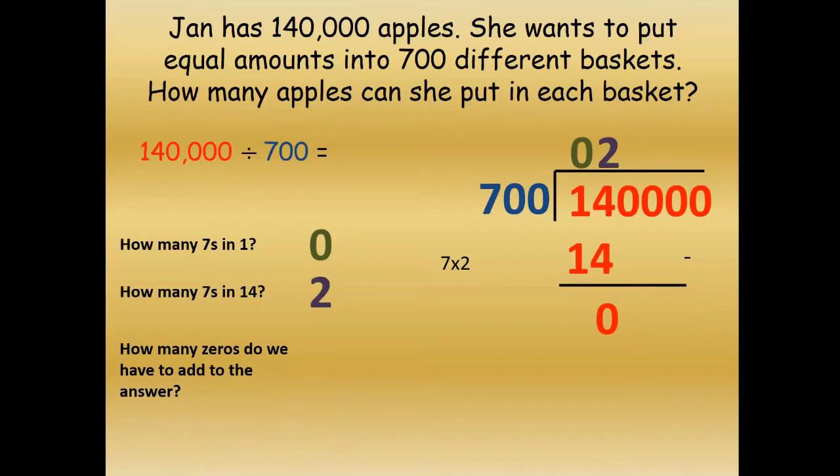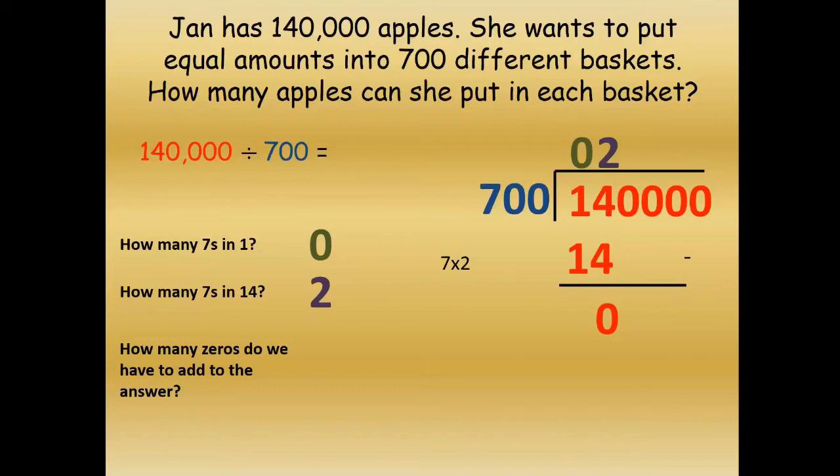So in order to figure this out, it's kind of like the multiplication where we have to look at the two different zeros, but this time we don't add them. We have to subtract how many zeros are in the divisor from how many zeros are in the dividend. So remember, the divisor is 700. It's the number that you're dividing by. So 140,000 divided by 700.